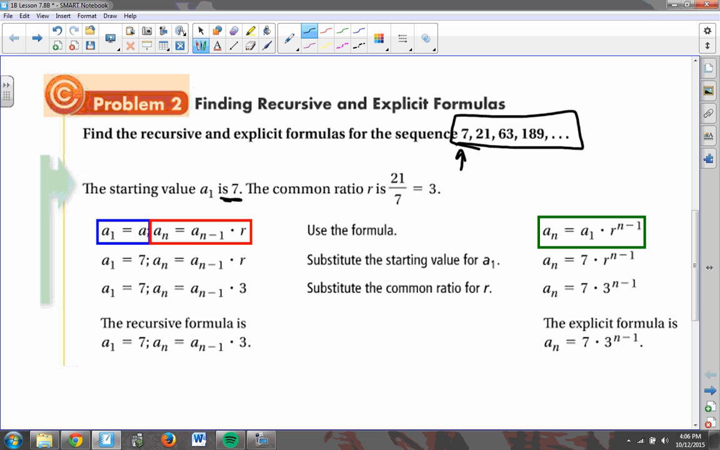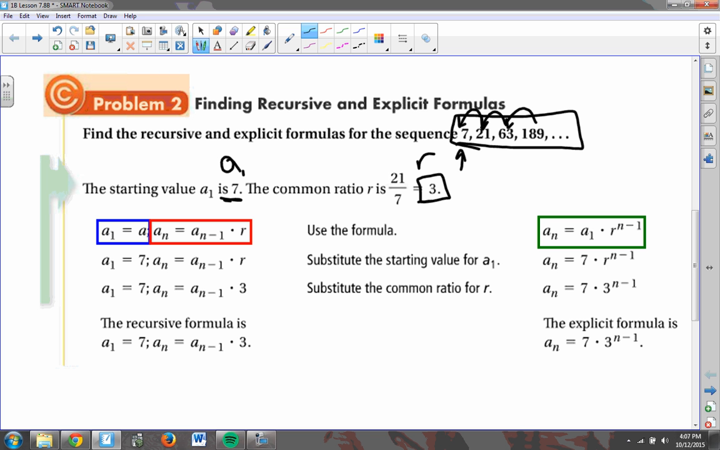And our common ratio, if we're not sure how to find it, remember that we can divide backwards from here back to here, here back to here, or here back to here. We can always divide backwards, and that's what your book has done. 21 divided by 7 gives us a common ratio of 3. So my A1 value, A1 meaning the first term where I start, is 7, and my common ratio, or my R value, is 3.